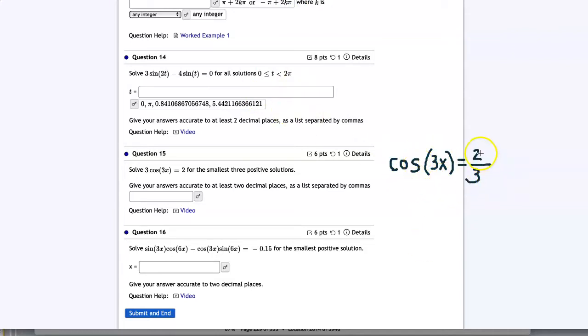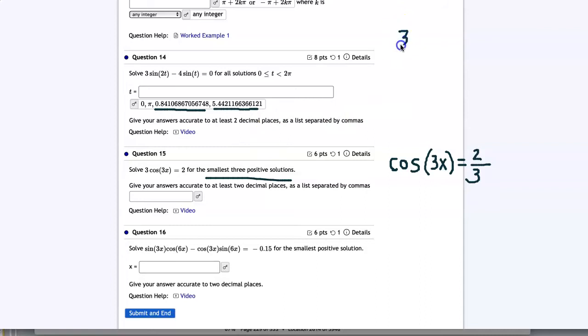Cosine of 3x is equal to 2/3. Now, it just so happens that I already found the cosine values that are equal to 2/3 in the previous problem. Do you remember them? Right here. Now this is coincidental, but it's going to be helpful for me so I don't have to do it all again. Okay, so what that means is that my two values here, I only need to find the smallest three positive solutions, but I need to go ahead and start as though I needed to find all solutions.